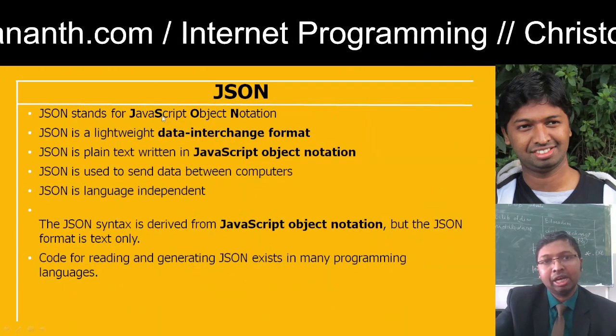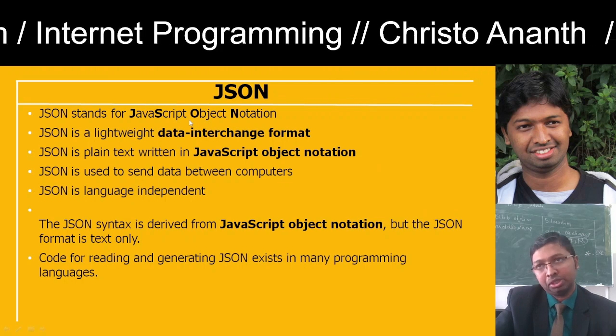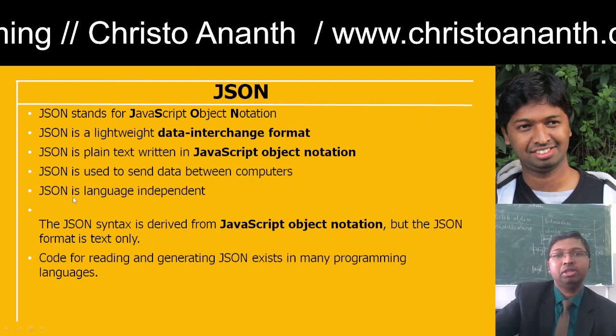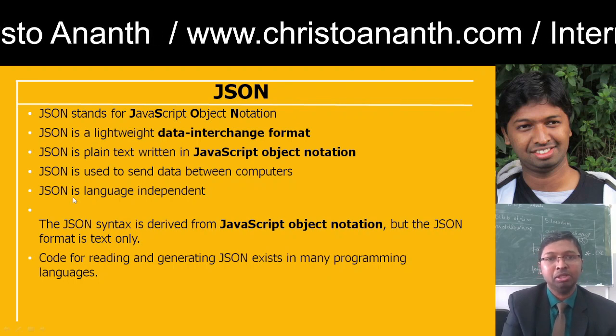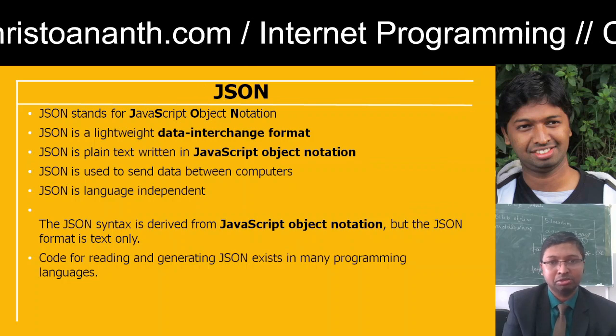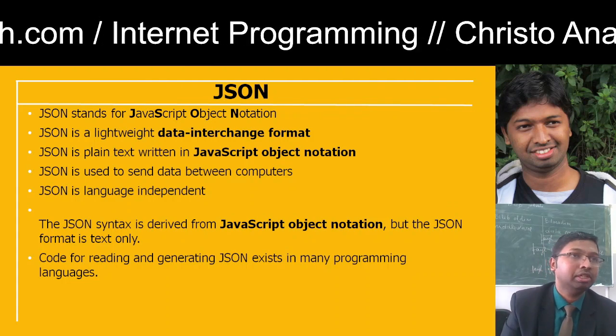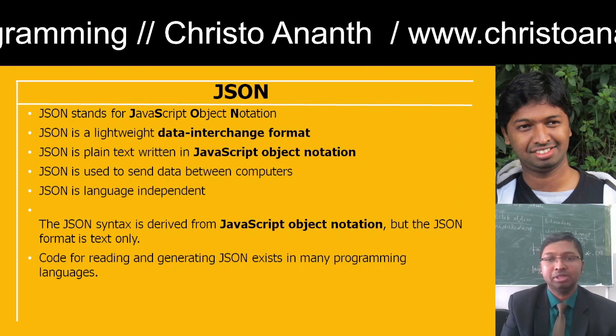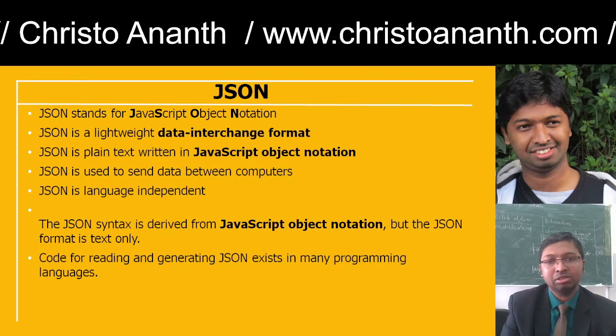So next you will have JavaScript Object Notation, JSON. It is a lightweight data interchange format, and generally you can write it in the JavaScript object notation as well. Of course, you can transfer data between computers as well. And it is language independent. You can use any language. The syntax also I will be showing you.